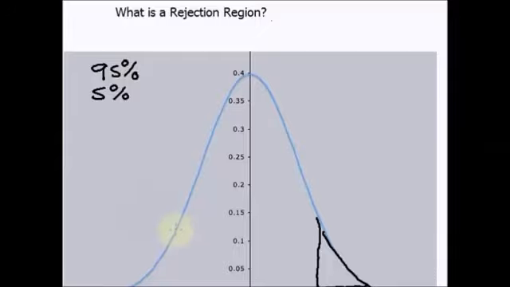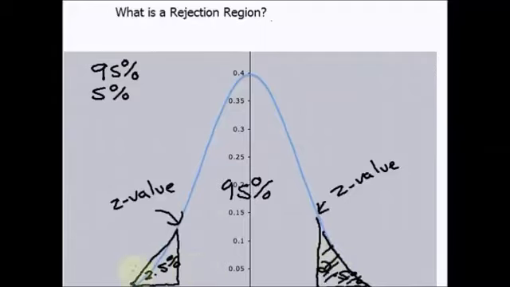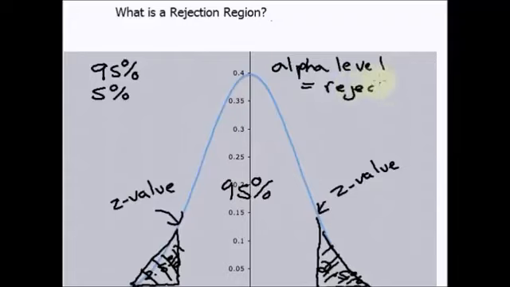Let's say instead you had two tails. Again, with that 95%, now we have 5% in two tails. The area has to equal 100%. So each tail is going to have 2.5%, and you're going to get a critical value for z here and a critical value for z here. And this area, the alpha level, this is your rejection region. So the alpha level equals the rejection region.